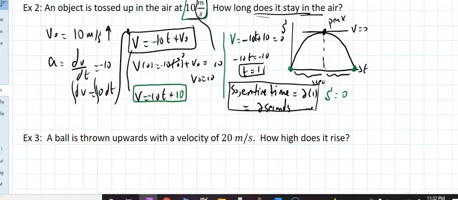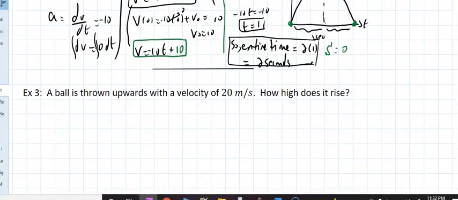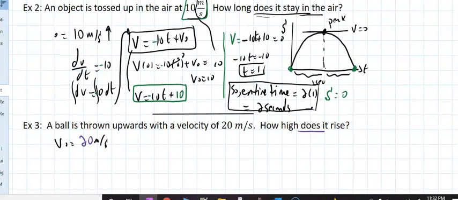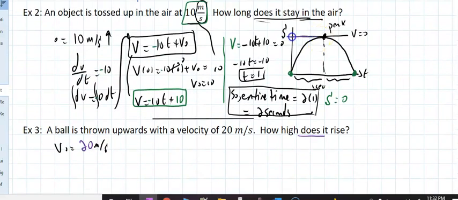And that's pretty much how you're going to answer these problems. Some of them ask for position, but you need to understand really how this works. So when I look at the second problem, a ball is thrown upwards with a velocity, so v sub 0 is 20 meters per second in this case. How high does it rise? Well, doesn't it rise this high?